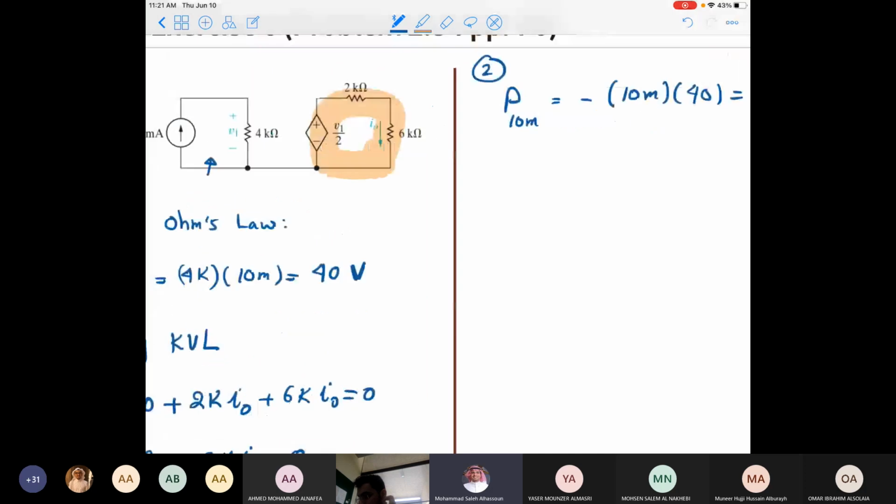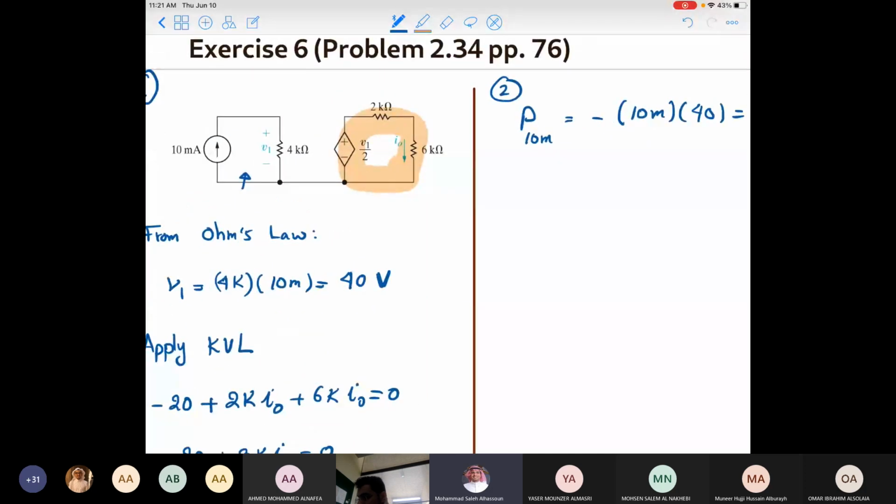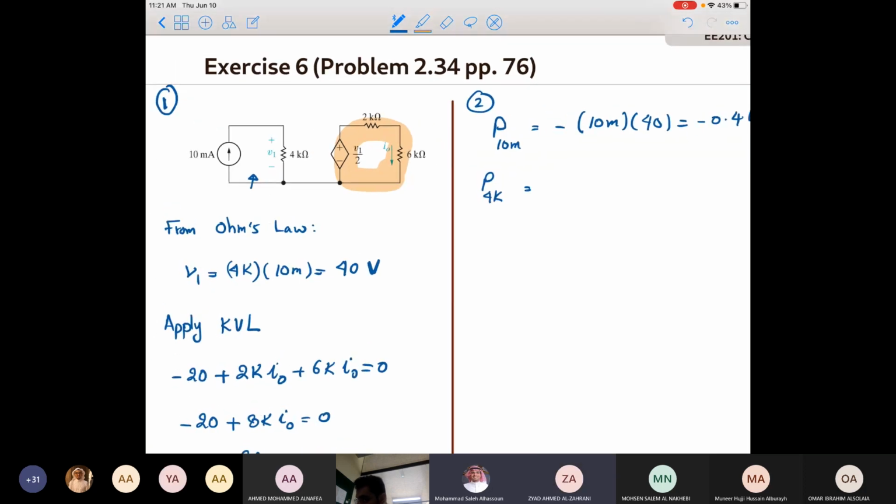Now let's see what will be the power dissipated in the 4 kilo ohm resistor. Ziad? It will be I square R, which is I square in this case. Let me just write directly.